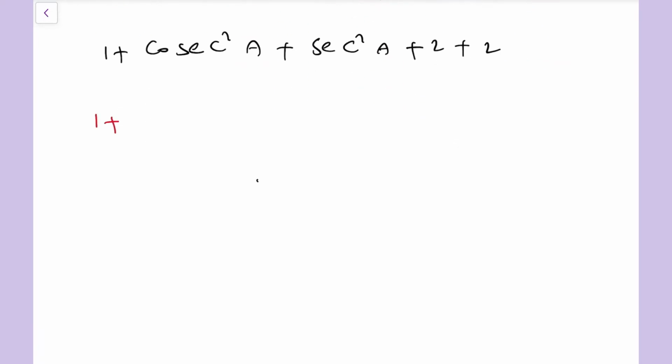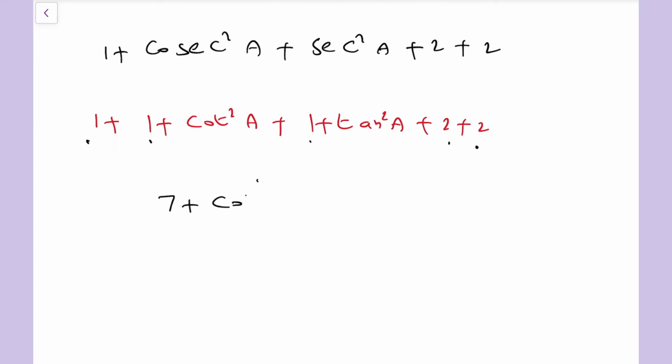1 plus cosec square a can be written as 1 plus cot square a, plus secant square a can be written as 1 plus tan square a, plus 2 plus 2. Now 2 plus 2 is 4, plus 1 is 5, 6, 7. So 7 plus cot square a plus tan square a. Hence proved.